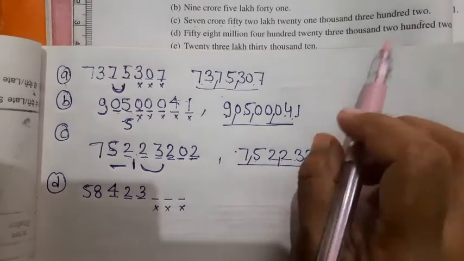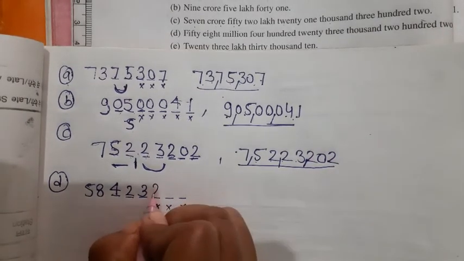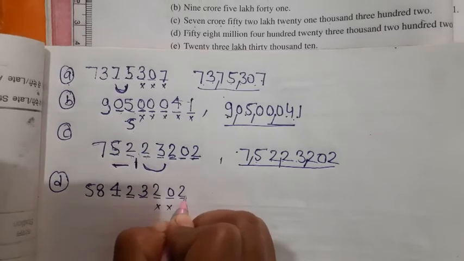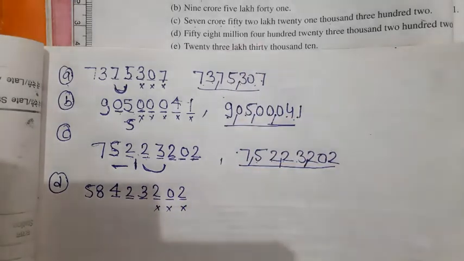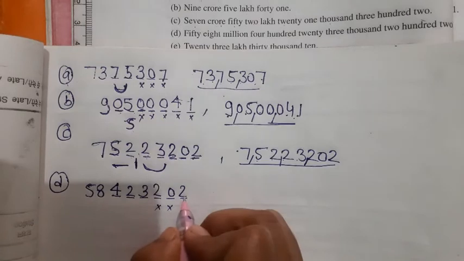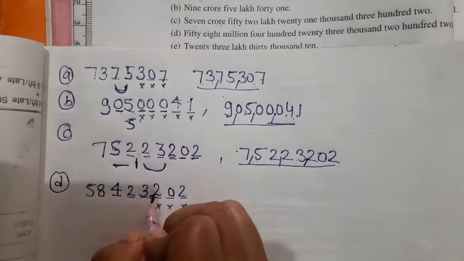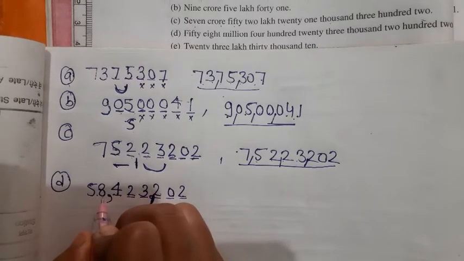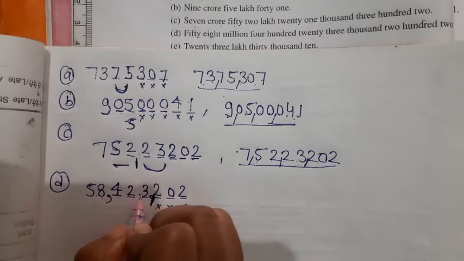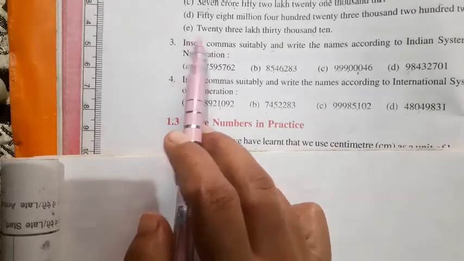How can you write? You write 423. Okay, and next is 202. So here 202, and next you have to put commas. So in international system you have to put commas after every last 3 digits, means 1, 2, 3 here, again last 3 digits 1, 2, 3 here. So this is 58,423,202.